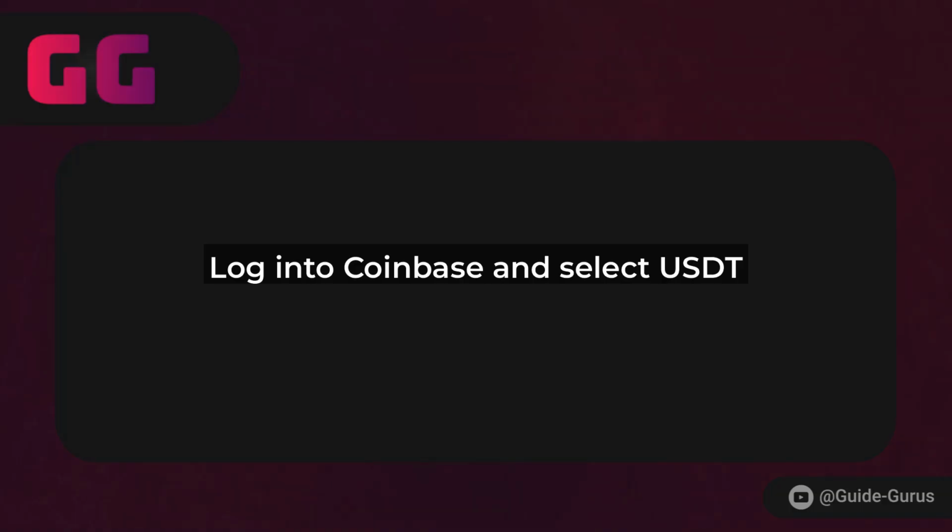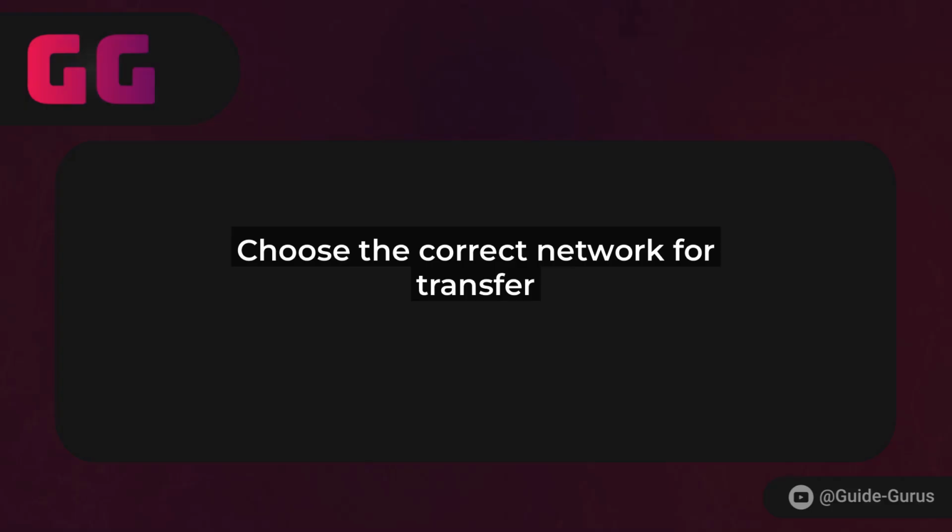Step 1. Log into your Coinbase account. Once you're in, navigate to the Assets, or Portfolio, section and find your USDT balance. Click on it to select the Withdraw option. You'll need to choose the right network for USDT, typically ERC20 on Ethereum or TRC20 on Tron for faster, cheaper transfers. Pro tip: always pick the network that matches what's supported on Binance to avoid any lost funds.